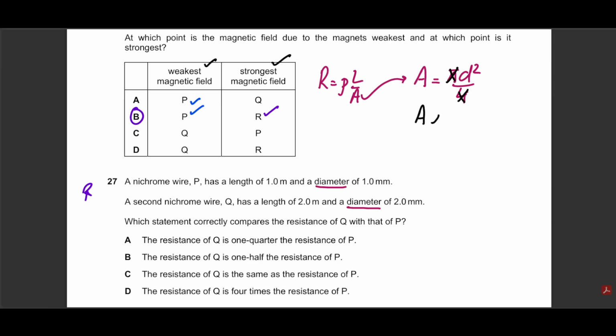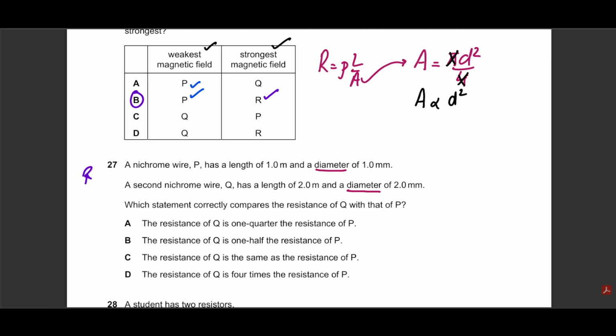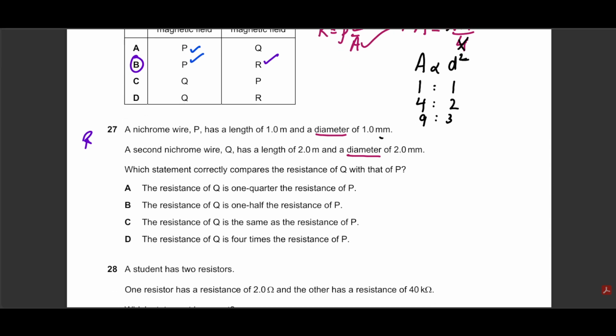So cross-section area is directly proportional to d squared, which means that if diameter is 1, area is 1. If diameter is 2, area is 4, because it is being squared. And if diameter is 3, then the area is 9 times. Now, if you observe, the diameter has been doubled, which means that if you double the diameter, the area has to increase by 4. If this has area A, this would be 4A, or 4 times more than that.